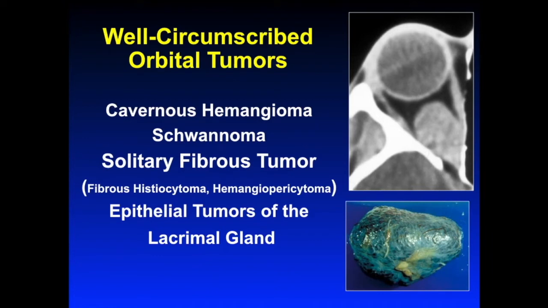Well-circumscribed orbital tumors: circumscription can suggest diagnoses in imaging studies. By far, the most common well-circumscribed tumor is the cavernous malformation or hemangioma. Schwannomas are also well circumscribed, and so are solitary fibrous tumors. Again, lesions that previously were called fibrous histiocytomas and hemangiopericytomas actually are now classified typically as solitary fibrous tumors. Epithelial tumors of the lacrimal gland also tend to be well circumscribed.